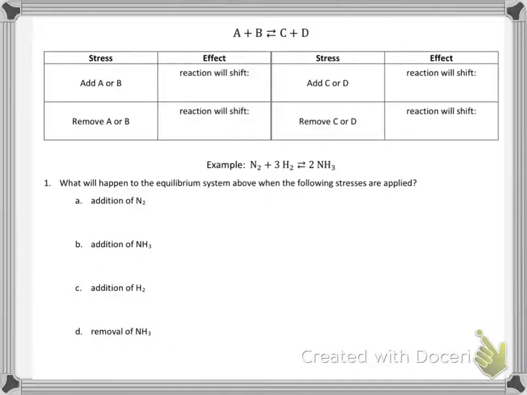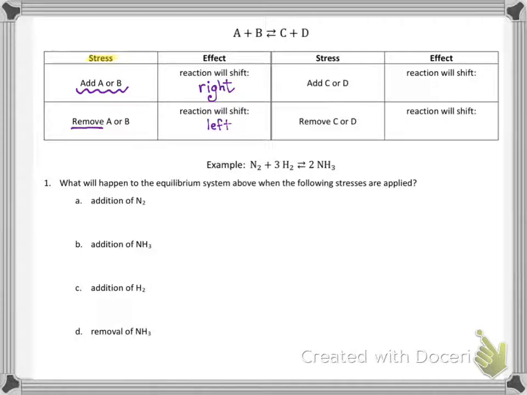This is about as generic as you get. A plus B react to form C plus D. So let's look at the stresses that you could apply to the system and predict what effect that would have on the equilibrium position. If you add A or B, the reactants, the system wants to shift to use up the reactants, so it is going to shift to the right. Of course, if you actually remove A or B, the reaction system will shift left to replace it.